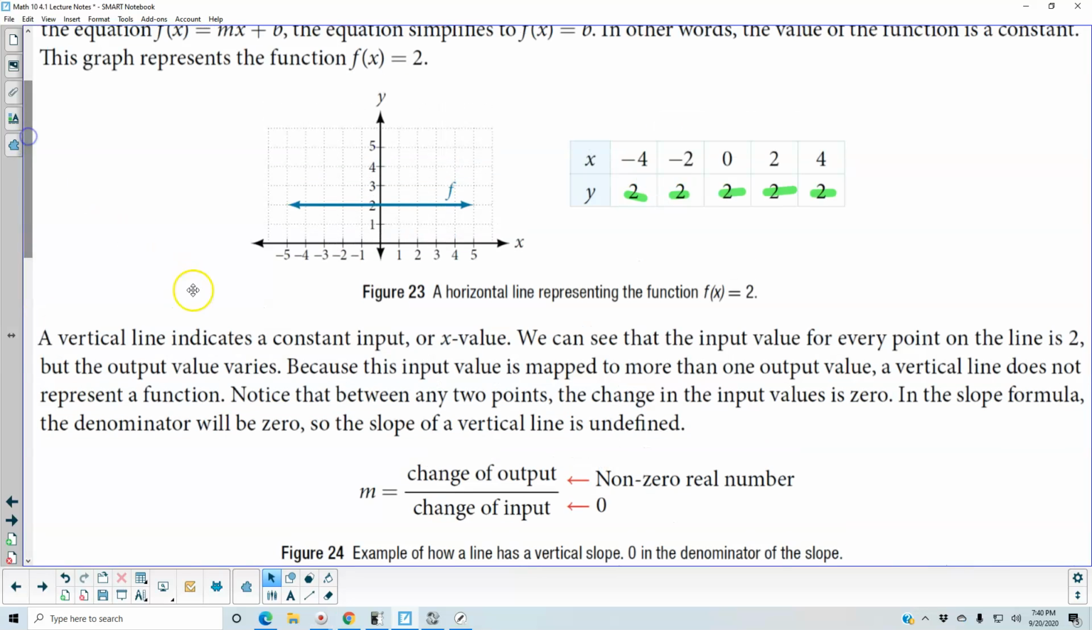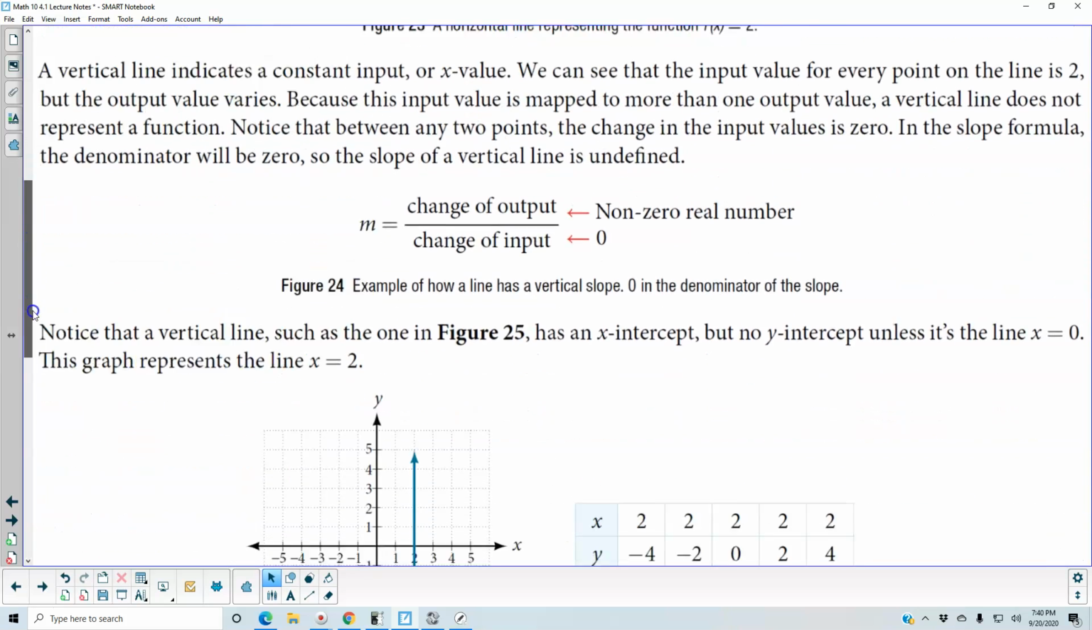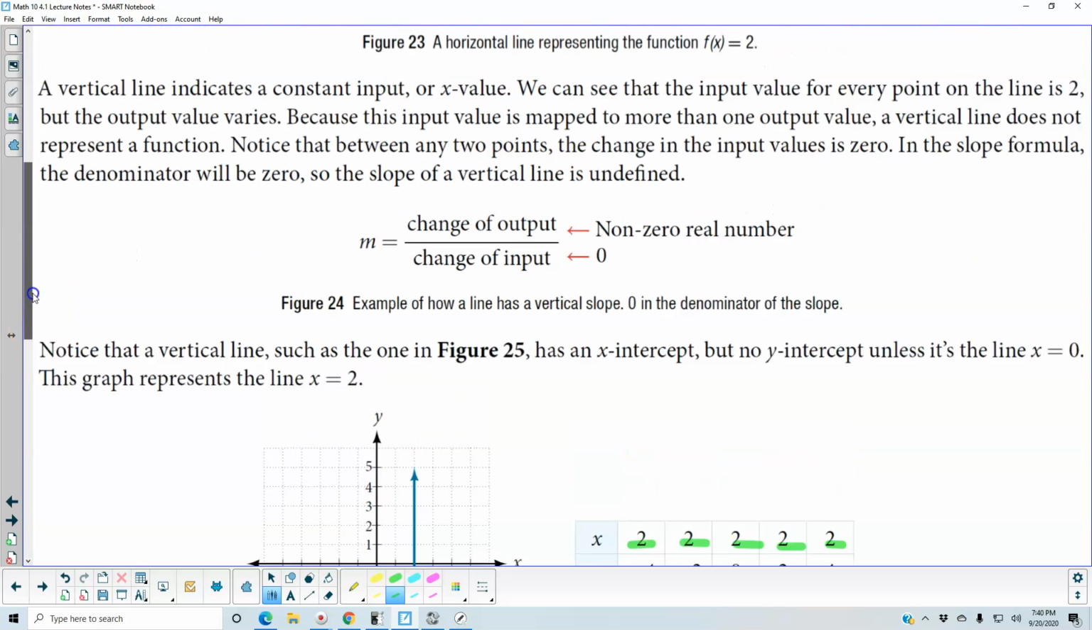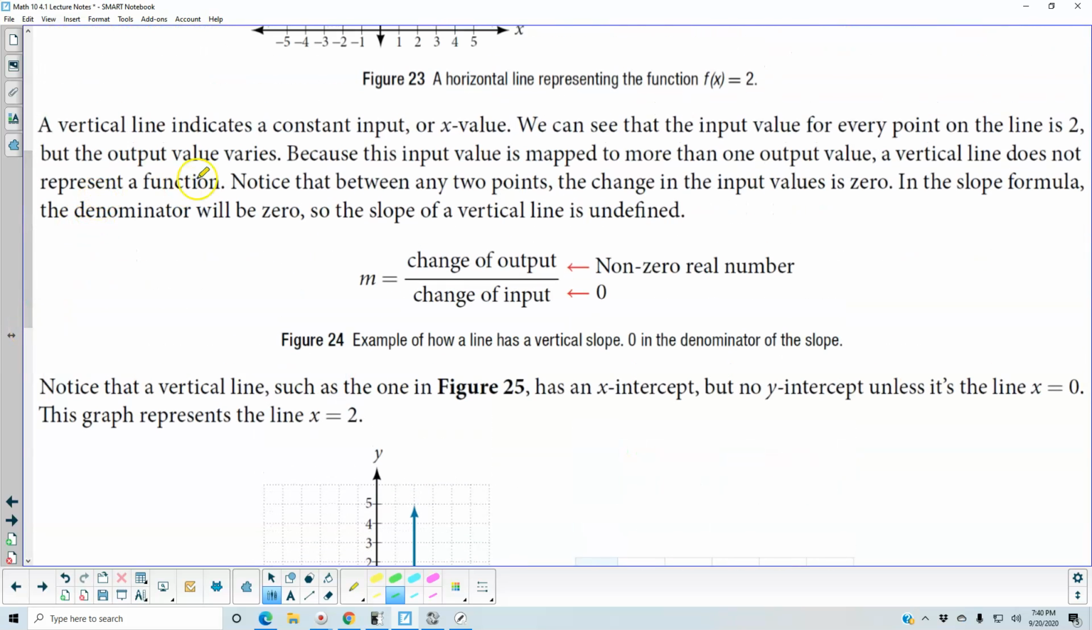So now a vertical line indicates a constant input or x value. We can see that the input value for every point on a line is 2, and that's by looking at this table down here. If we look at the table here, we're going to see that every input value is a value of 2. Now, but the output value is going to vary.